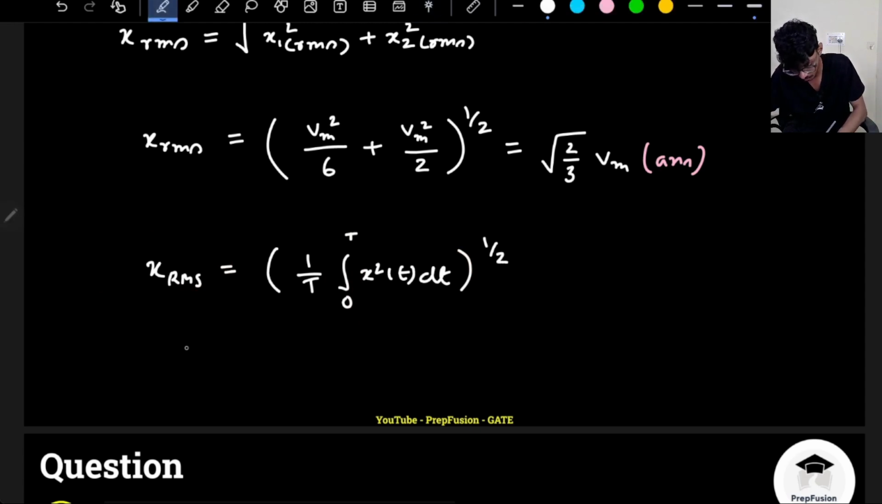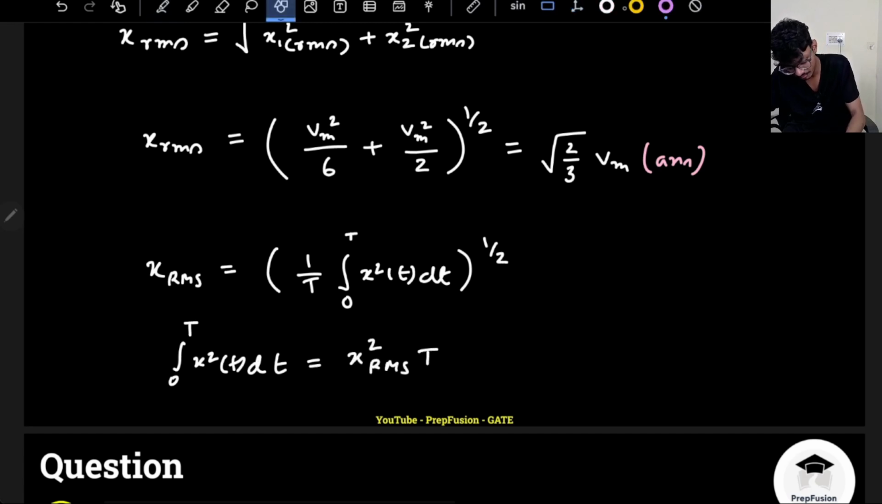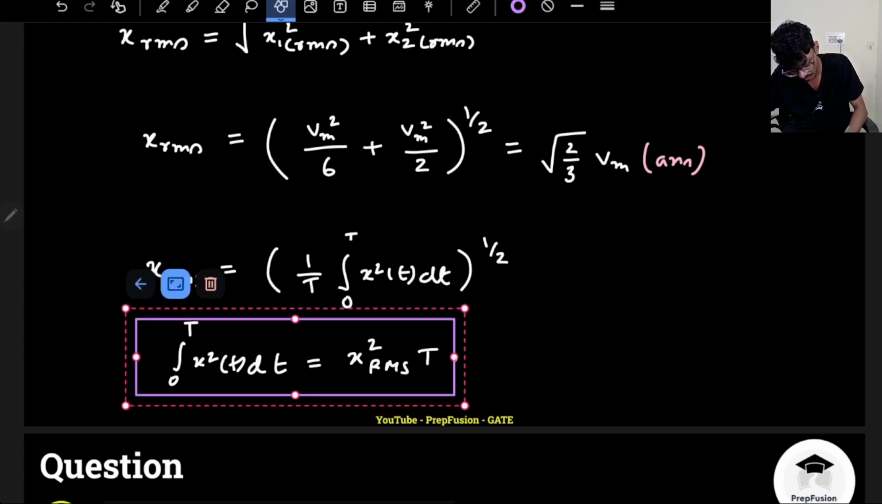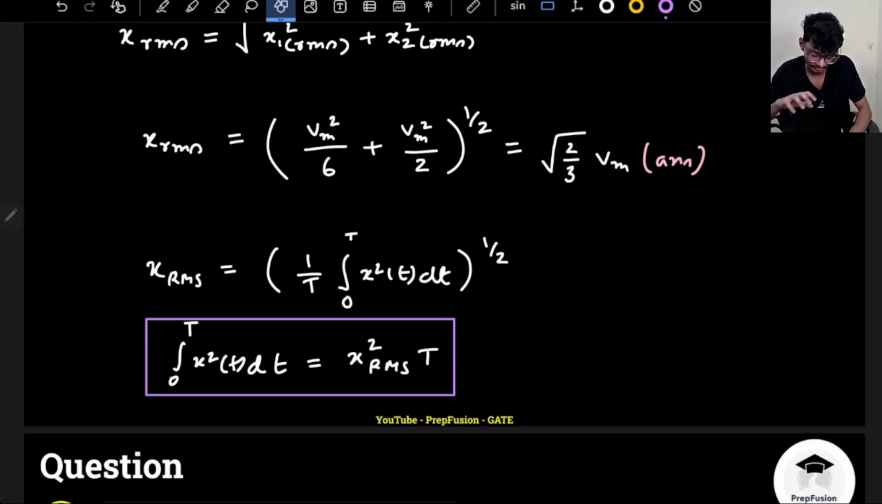So basically the important equation here is that the integral from 0 to T of x squared t dt, the area of the square of the waveform, will simply equal XRMS whole square into T. No need to remember this. Of course I have told you the definition, and from the definition if you are able to extract the information, you will be able to find out the RMS value of the waveform.